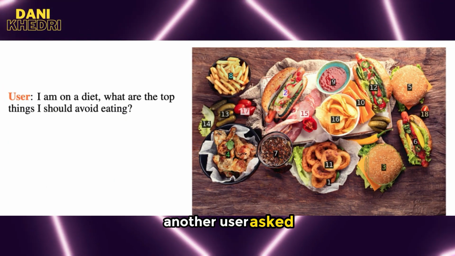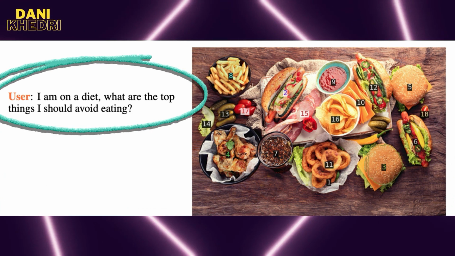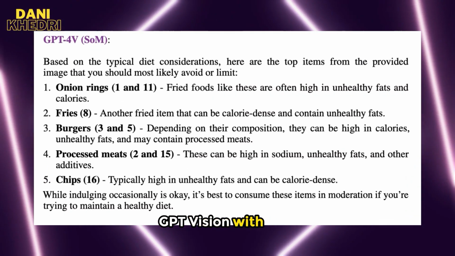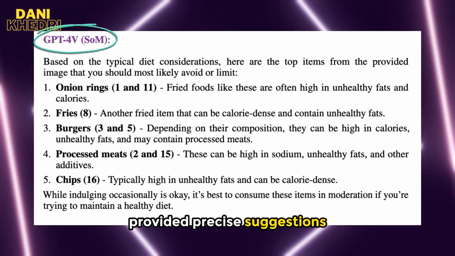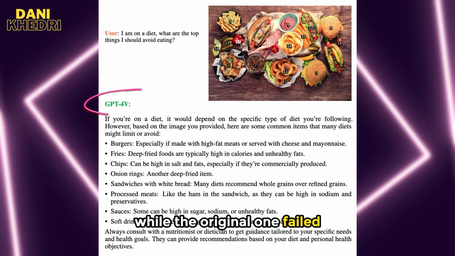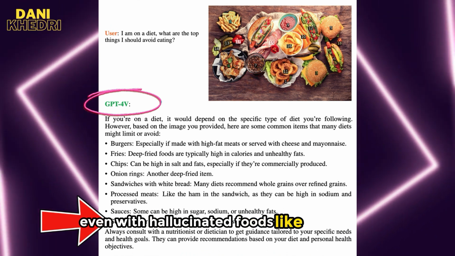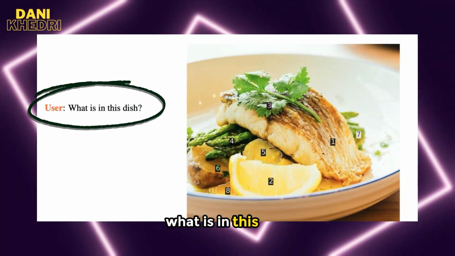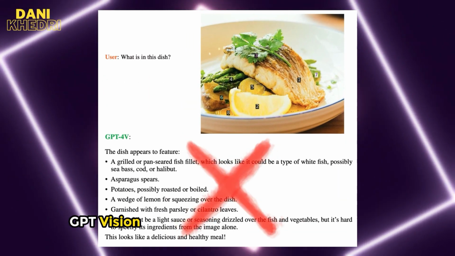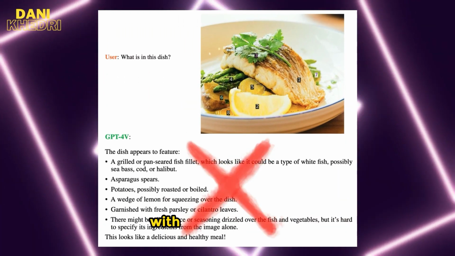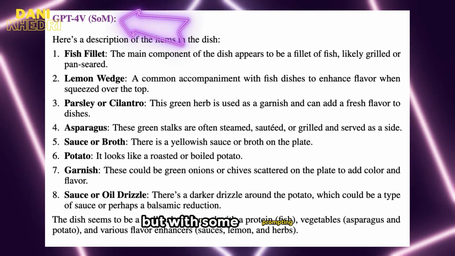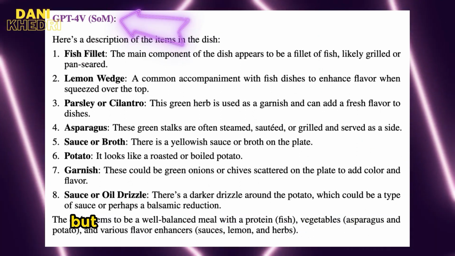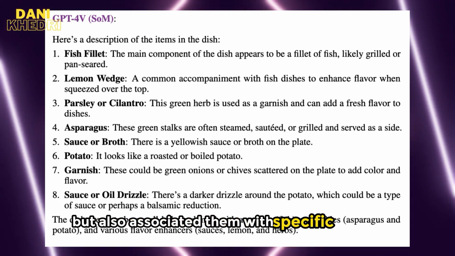Another user asked, "I am on a diet. What are the top things I should avoid eating?" GPT Vision with SoM provided precise suggestions, while the original one failed, even with hallucinated foods like soft drinks. For instance, a user asked, "What is in this dish?" GPT Vision couldn't provide a grounded answer with the original image, but with SoM prompting, GPT Vision not only listed the ingredients, but also associated them with specific regions.